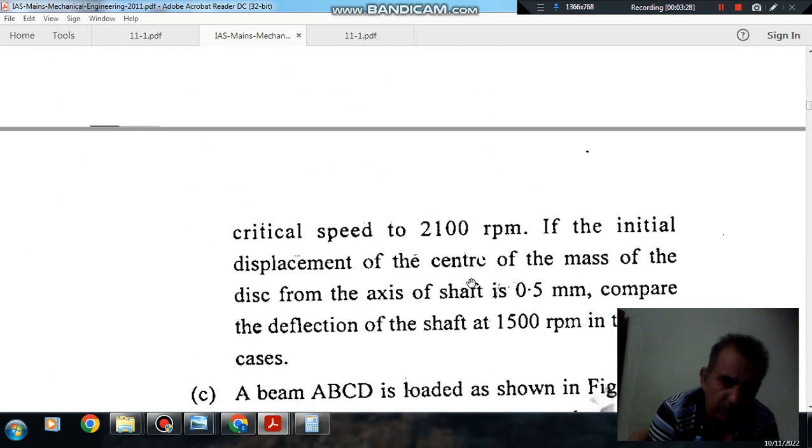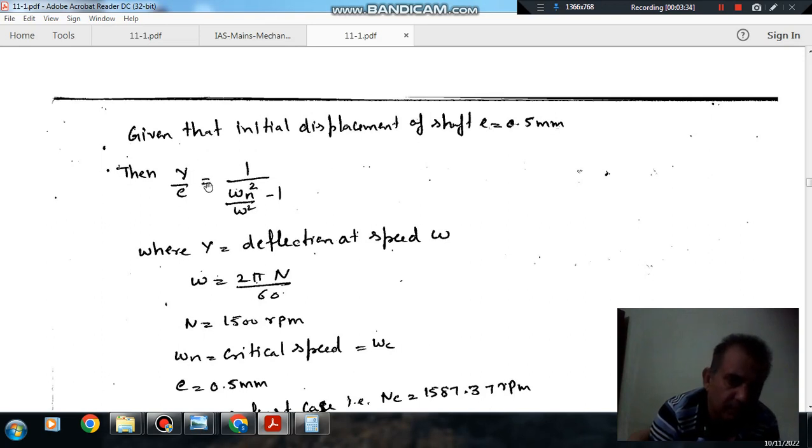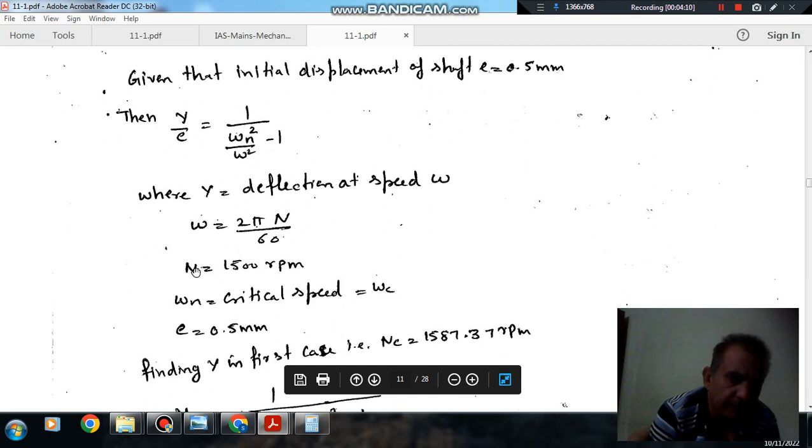Now, in the second part, it is given that the initial displacement of the center of mass of the disc from the axis of the shaft is 0.5 mm. So it means small e is given, which is used in the formula for deflection. e is the initial displacement of the center of gravity of the shaft and disc when they are at rest. That is given as 0.5 mm. Omega n is the natural frequency and omega is the running speed at which the deflection y is found. Natural frequency is always equal to critical speed, so omega n and omega c are equal.